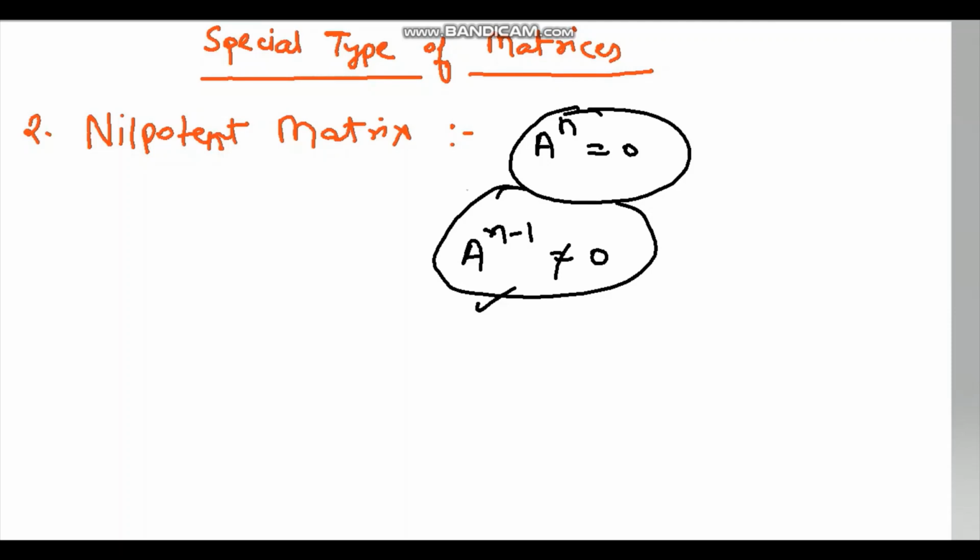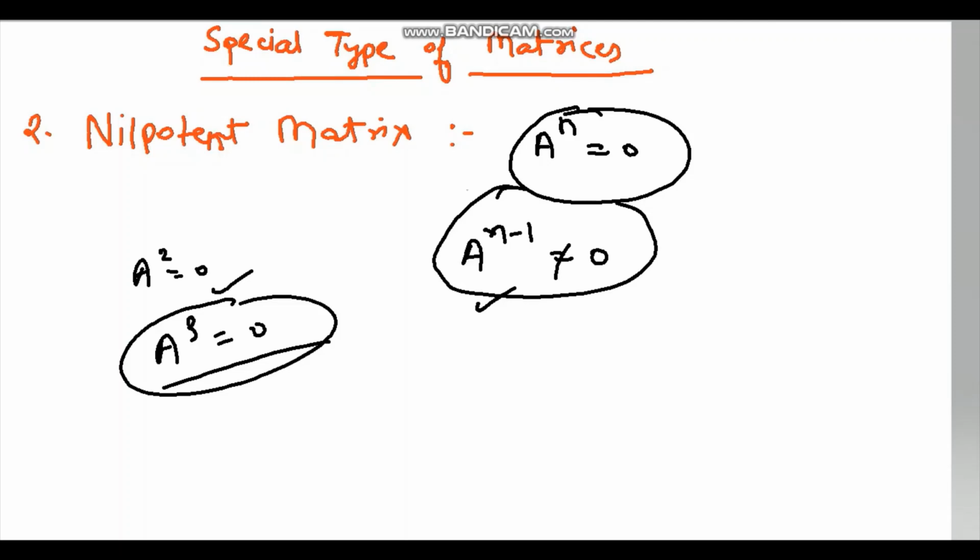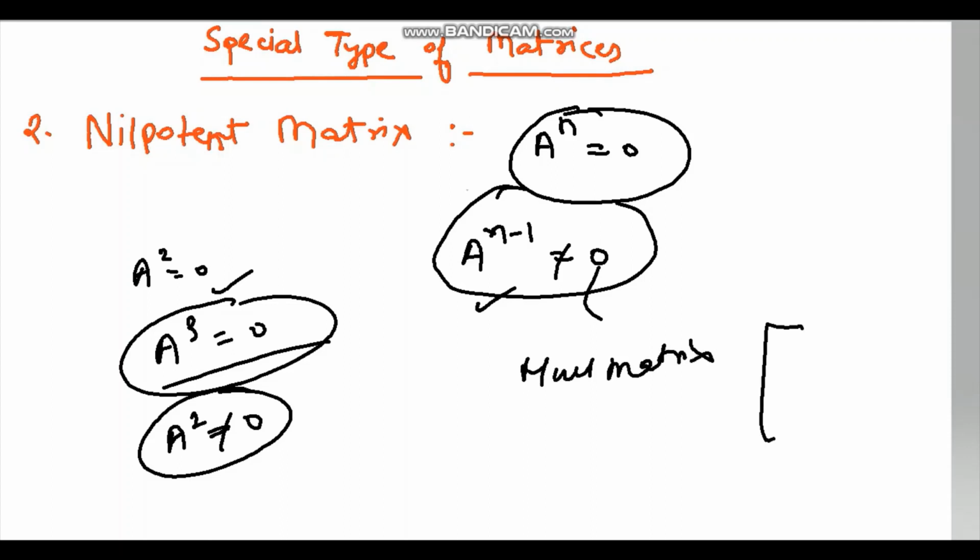Like, if A square is equal to 0, then it is a nilpotent matrix. If A cube is equal to 0, then it is a nilpotent matrix. But if we say A cube is equal to 0 and A square should not be equal to 0, then it is called a nilpotent matrix of index 3. What is 0 here? It is the null matrix, of order 3 into 3.